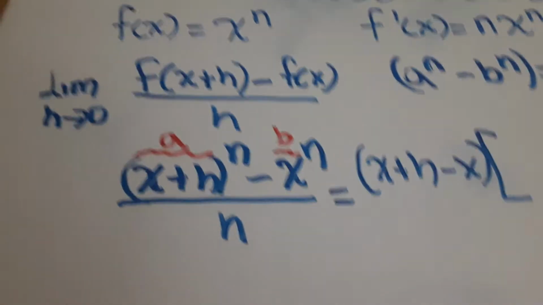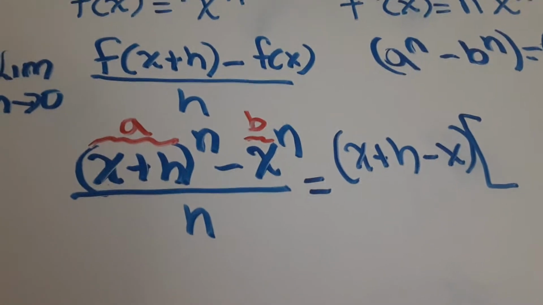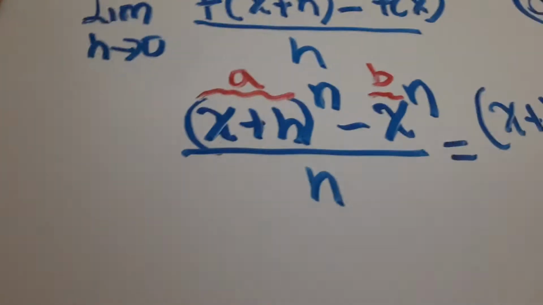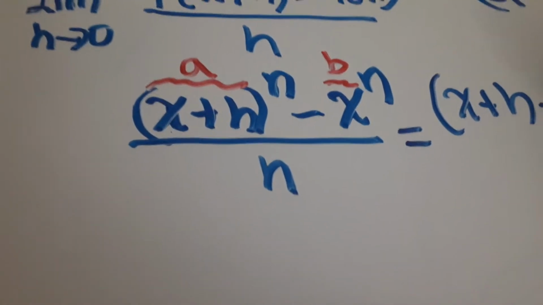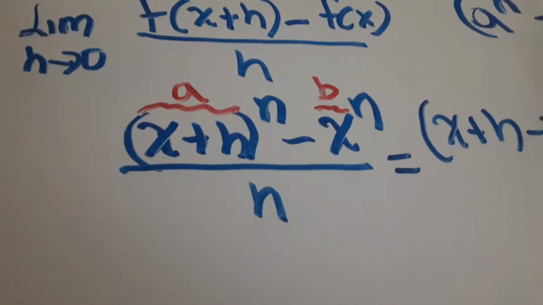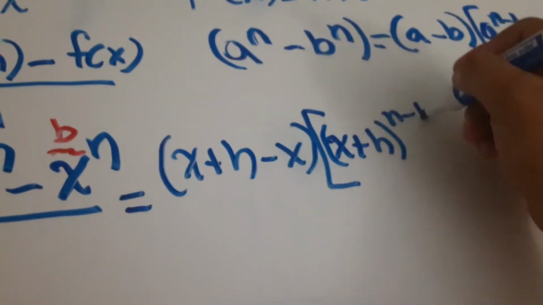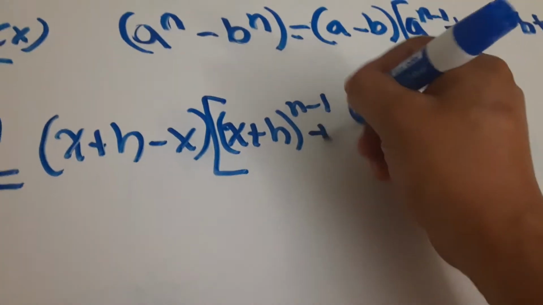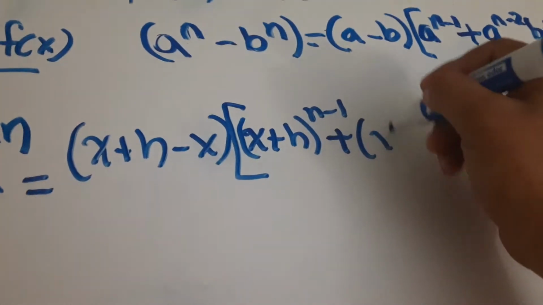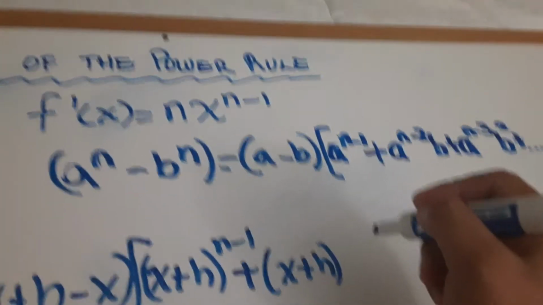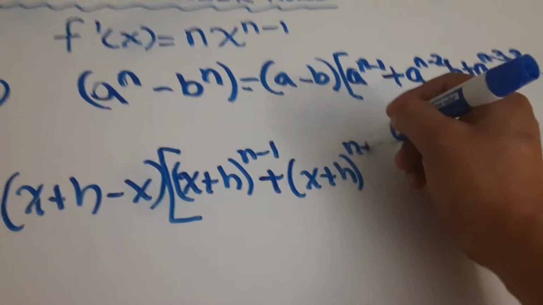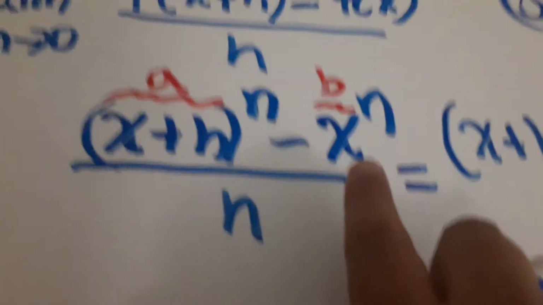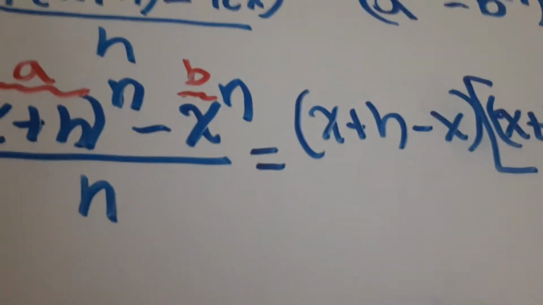And then we're going to reduce, okay? I promise it's going to be easy. So x plus h is a, right? Which is a to the n minus 1 power. So it will be x plus h to the n minus 1 power. Then plus a again, which is x plus h to the what? N minus 2 power, right? Multiply by b. Look, multiply by b. Which one is b? x. Multiply by x.